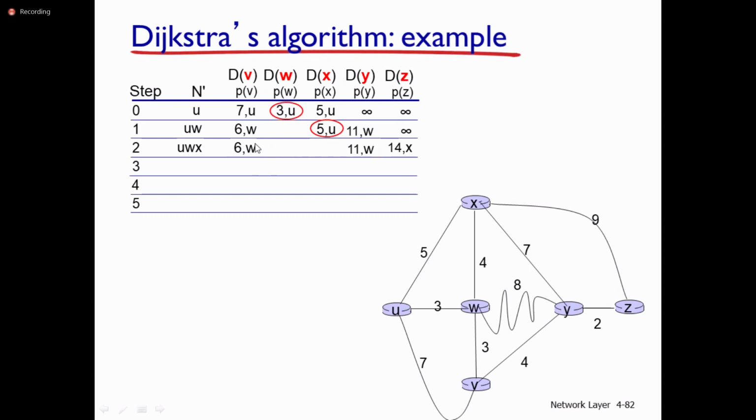So to node V, 3 plus 3 is 6. Node Y, 3 plus 8 is 11. Node Z, if you follow this path, 3 plus 4 plus 9 is more. One minute, for U, W, X.